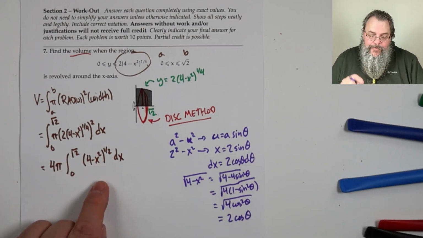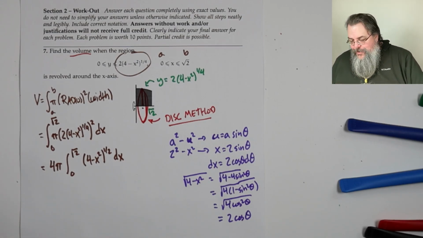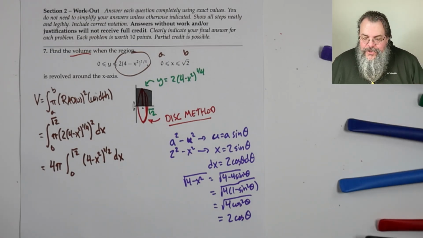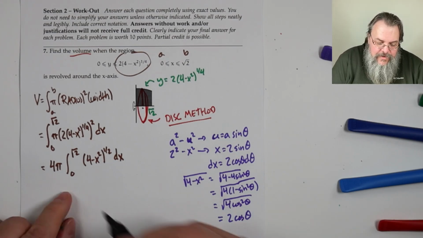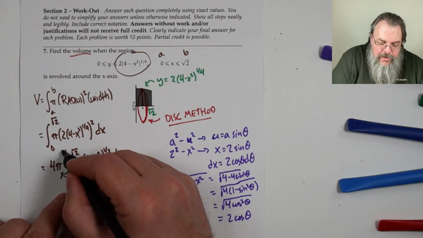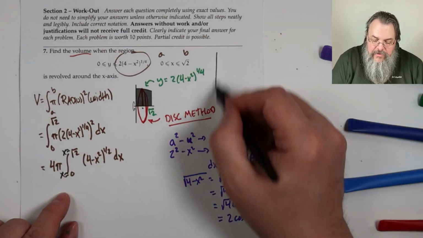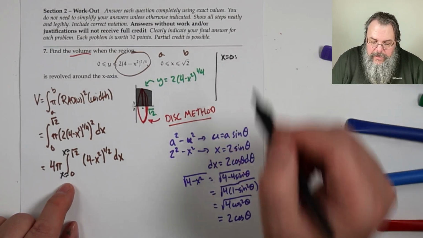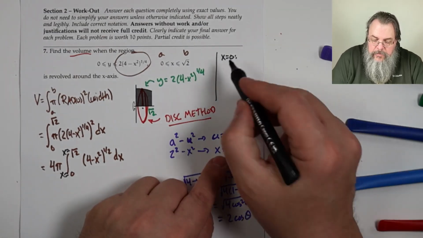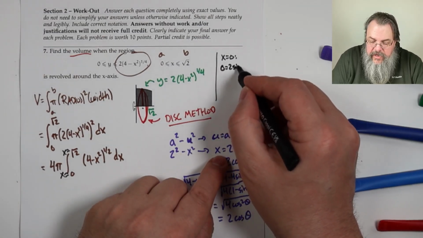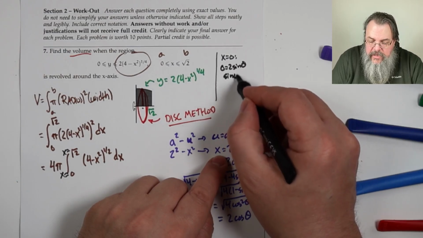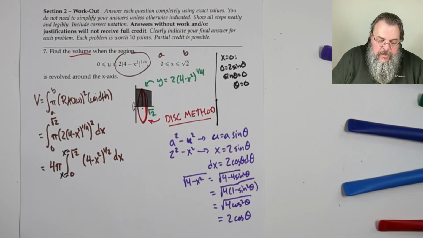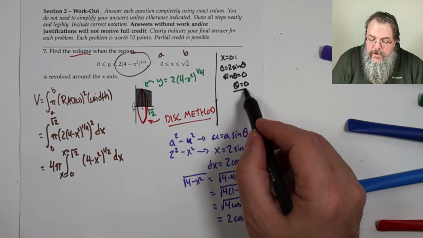What about the bounds? Oh yes, of course. I'm so glad you asked, because we should pay attention to the bounds. These are x bounds. We don't want x bounds, we want theta bounds. So let's do our bounds really quickly. x equals 0. We plug in, we get 0 equals 2 sine theta, so sine of theta equals 0, which says theta equals 0. So that's going to be one of our bounds.